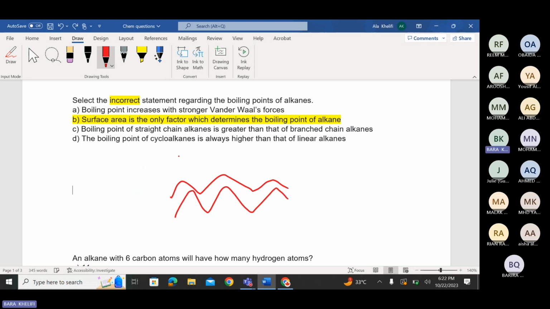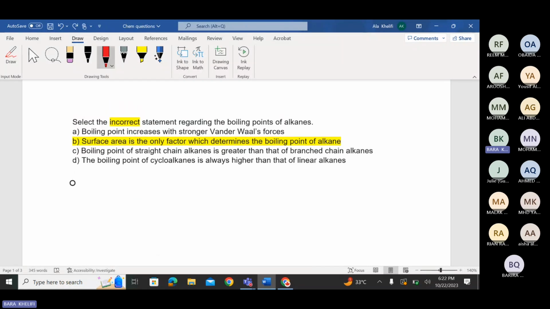And lastly, the boiling point of cycloalkanes is always higher than that of linear. That is correct. So if we take cyclopropane, for example, and a regular propane, you would find that cyclopropane is about negative 32 degrees Celsius, and propane is about negative 40 degrees Celsius.